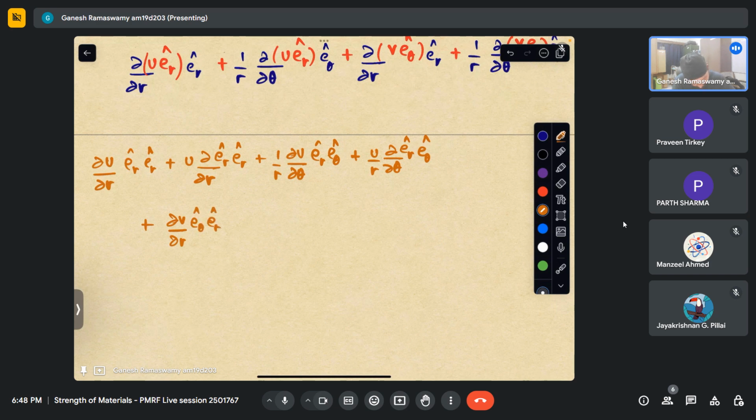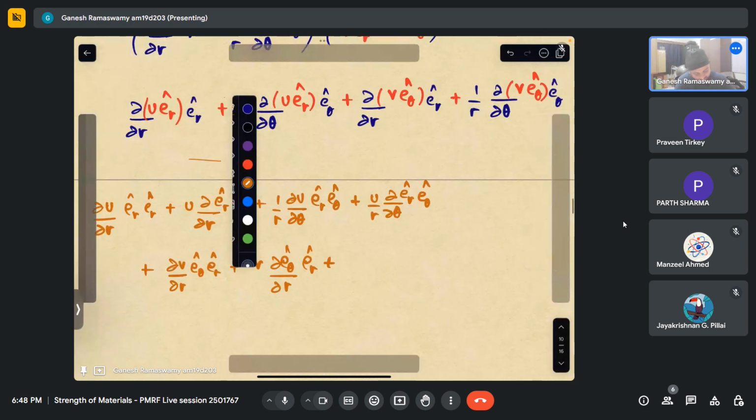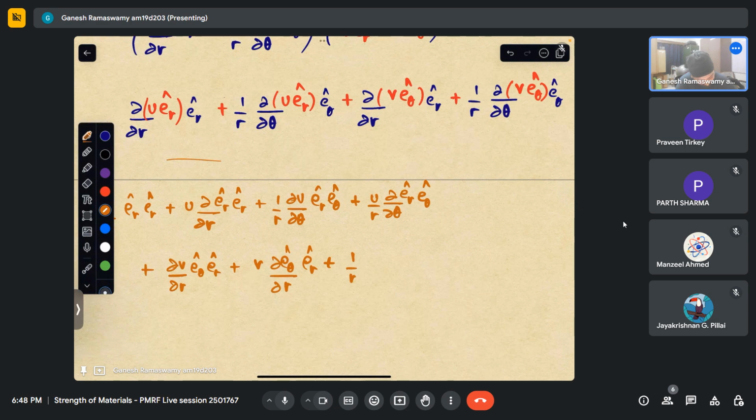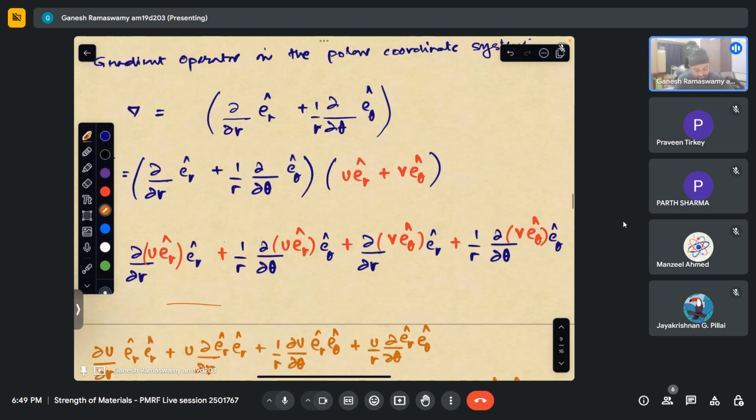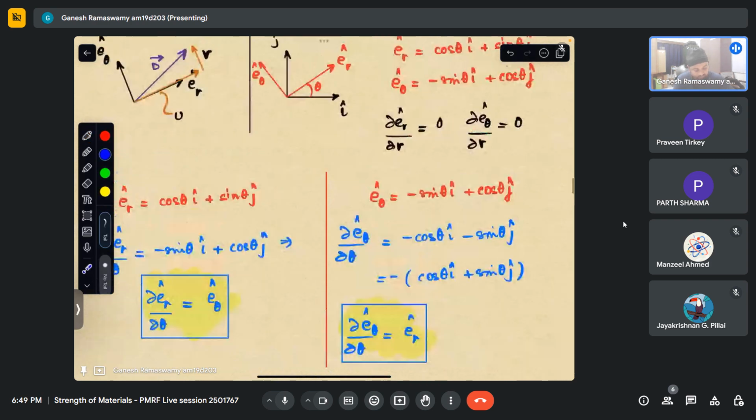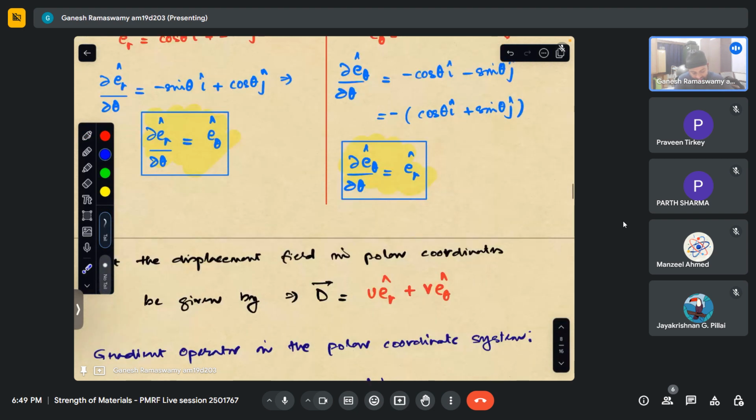So v comes out, ∂e_θ cap by ∂r e_r cap, plus the last term I have to expand out. So the last term will be 1 by r ∂v/∂θ e_θ plus v by r. V comes out, and then this will be ∂/∂θ of e_θ e_θ. Now it is just a matter of simplifying based on what we already know. We know that for any unit vector, the derivative with respect to r is 0, and we know these two things. So let us apply that systematically.